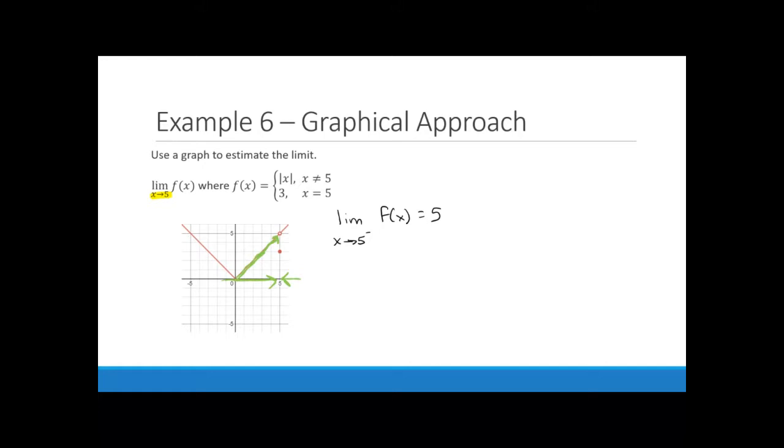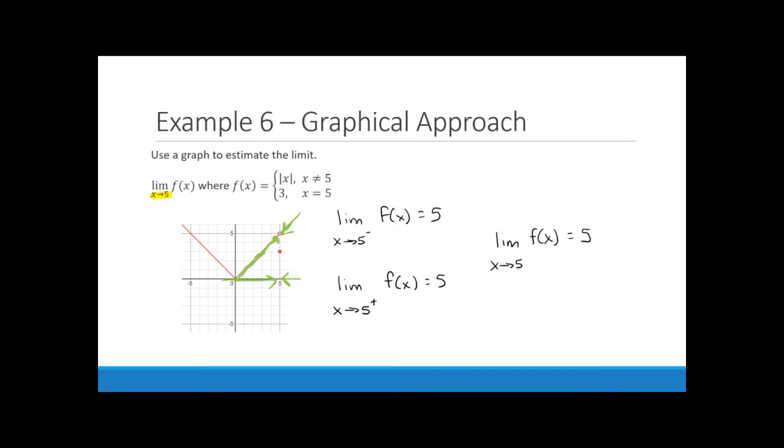Then I look from the other direction. As I'm heading towards 5 from the positive side, my graph is heading down, and it's also heading towards that hole. So we would say the limit as x goes to 5 from the positive side, going from right to left, of our function is also approaching 5. That's where the graph is heading, even though we don't have a number there, and that's okay. This tells us that the limit itself, because it matches on both sides, is equal to 5.